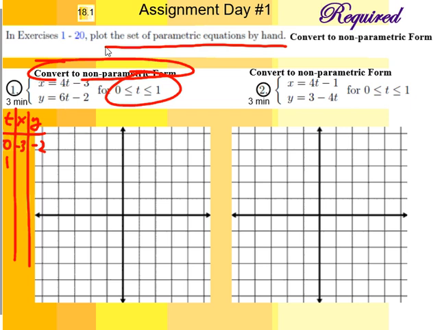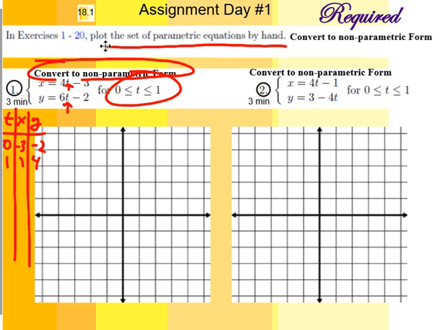Now I'm going to put in 1. Put in a 1 here, and I have 4 times 1 is 4 minus 3, which is 1. And then I put in a 1 here. 6 minus 2 is 4. How am I supposed to graph that?